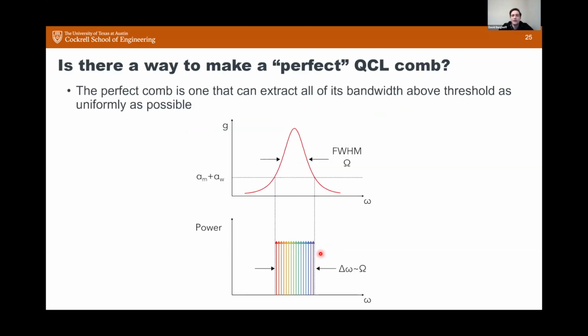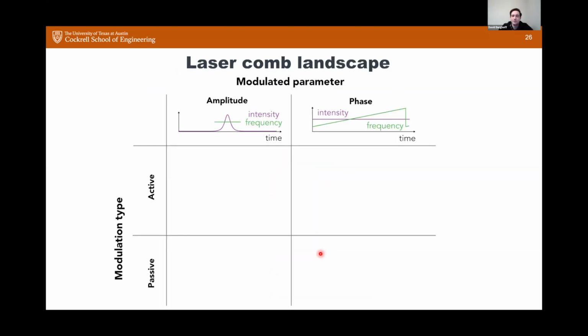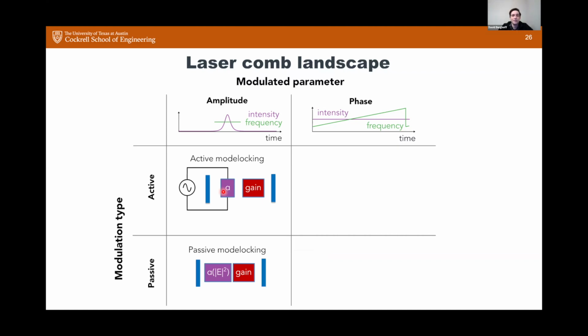For years now, there have been well-established techniques for making combs, and they fall into one of two categories. The first one that was developed is active mode locking. What you do is modulate the loss inside a laser synchronously with the repetition rate. A little bit later, people developed passive mode locking, which is a technique where you get a pulse to modulate itself.